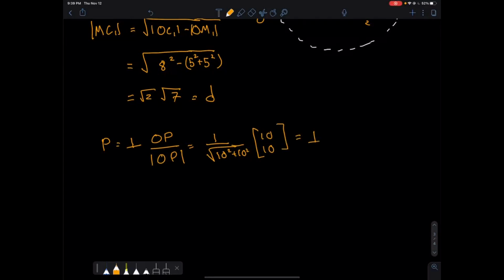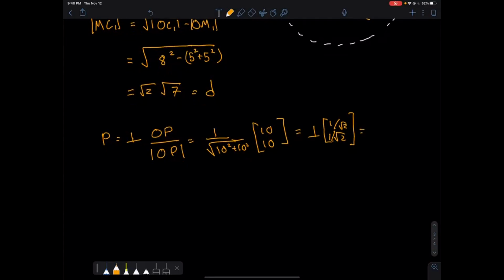And you get a perpendicular vector of 1 over square root 2 and 1 over square root 2. Cool. And if we then apply the plus minus to it, the perpendicularity, we get minus 1 over square root 2 and plus 1 over square root 2. Right, so these are just the two possible directions that the vector can go in.